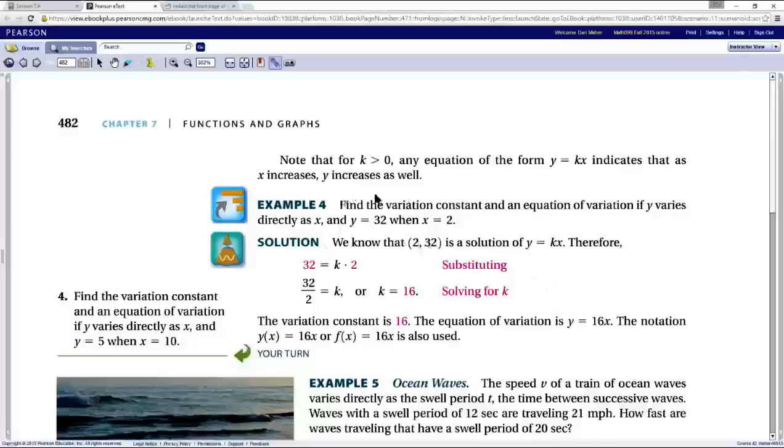And these are pretty common relationships, or variations, that happen in the real world. It says also note that k greater than 0 for any equation in the form y = kx indicates that as x increases, y increases as well. Okay?